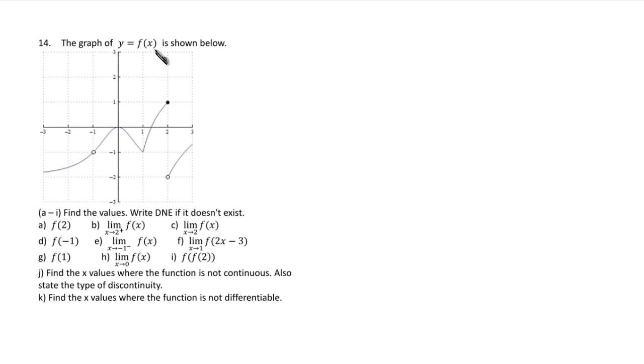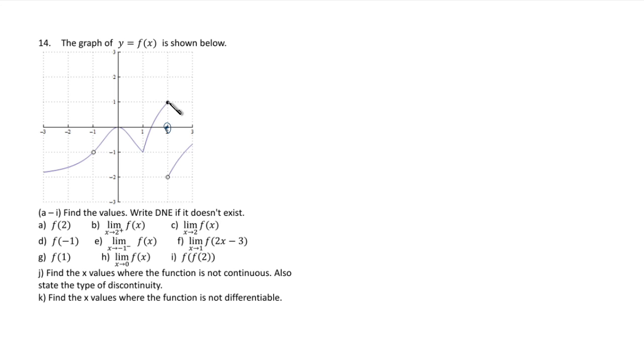The graph of f of x is shown below, and we have to find these values. Let's try with f of 2. F of 2 is the value of the function at location 2. And actually at 2, if you think about this vertical line, it meets the graph in two different parts, right? There's this one and another one here.